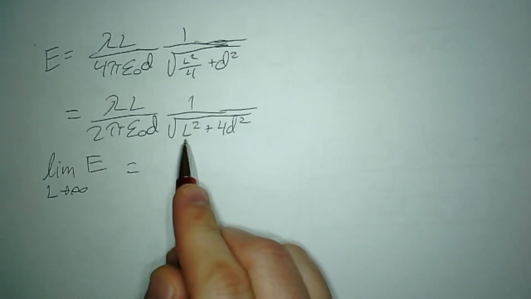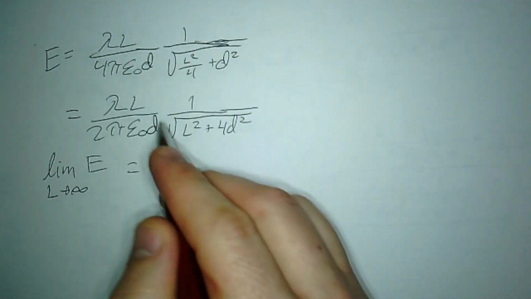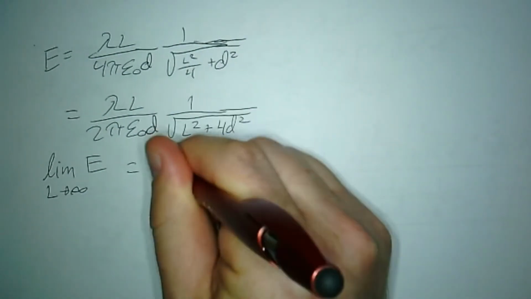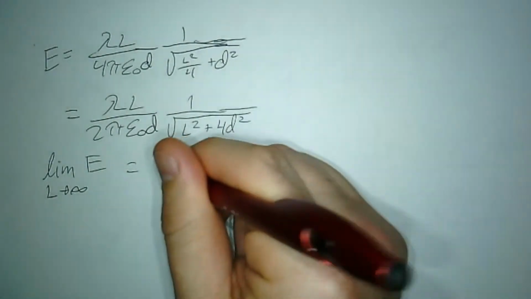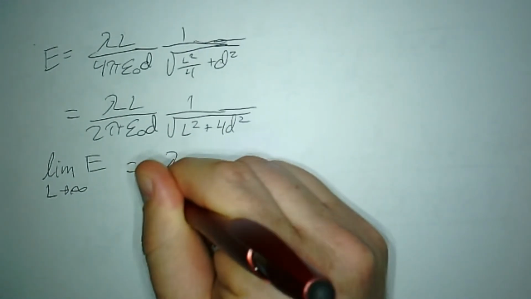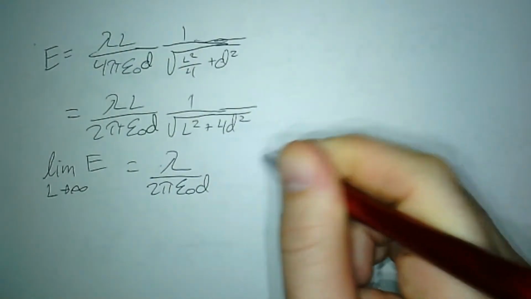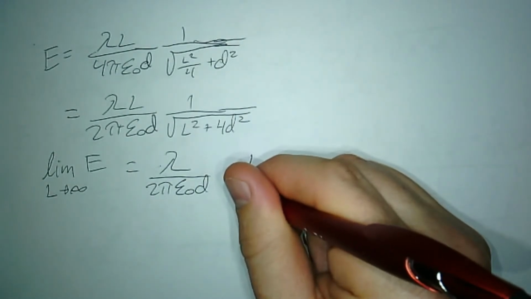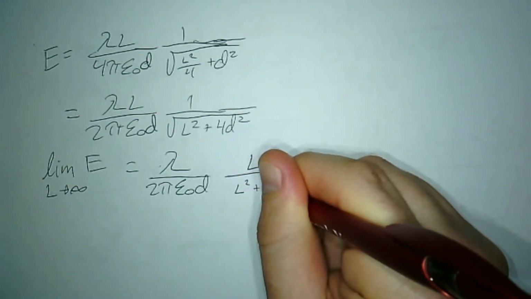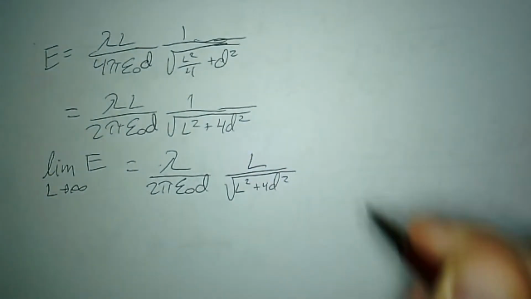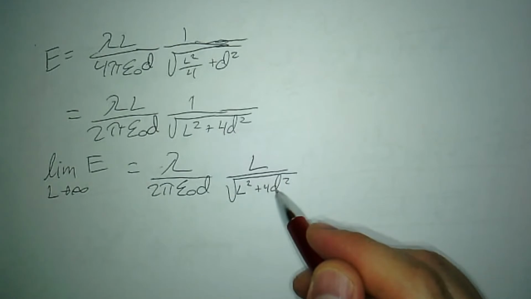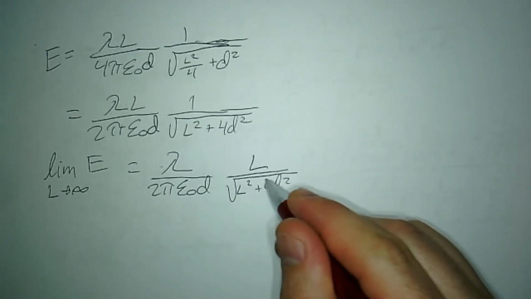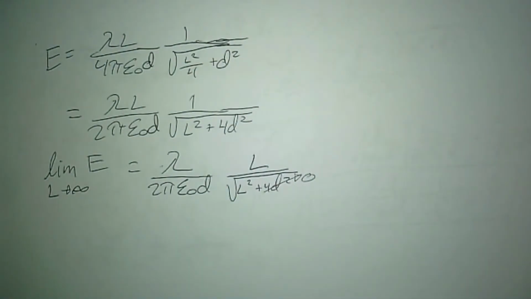So now, in the limit that L goes to infinity, I'm still going to have this first term. I'm going to pull this L over here, because I want this lambda over 2 pi epsilon naught d times L over the square root of L squared plus 4d squared. So in the limit that L goes to infinity, this d doesn't matter at all. So we're just going to say this term is functionally 0.